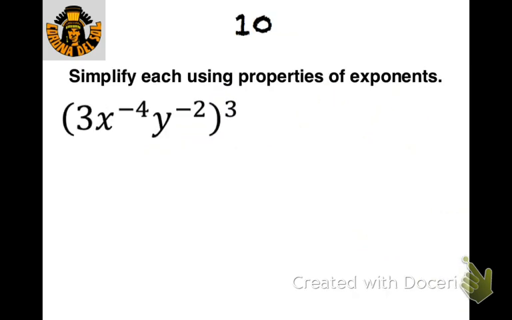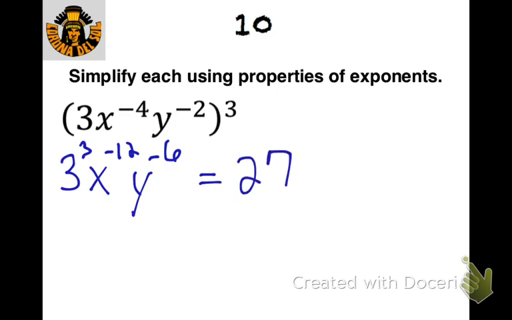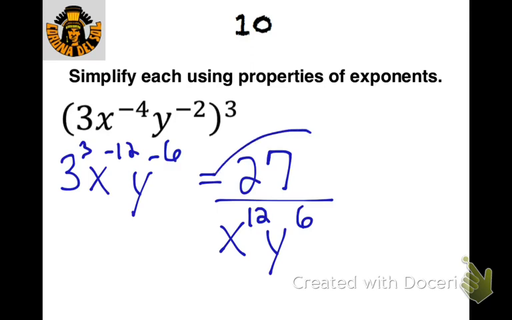Okay, everybody gets a 3 as a power. So 3 to the 3rd, x, negative 4 times 3, that's negative 12. Negative 2 times 3, that's negative 6. We're going to just simplify it a little bit. So 3 to the 3rd power is 3 times 3 times 3, so that gives you 27. And then these guys raised to the negative exponent are just not happy at all, so they need to go down to the bottom. So that would be x to the 12th, and then y raised to the 6th.